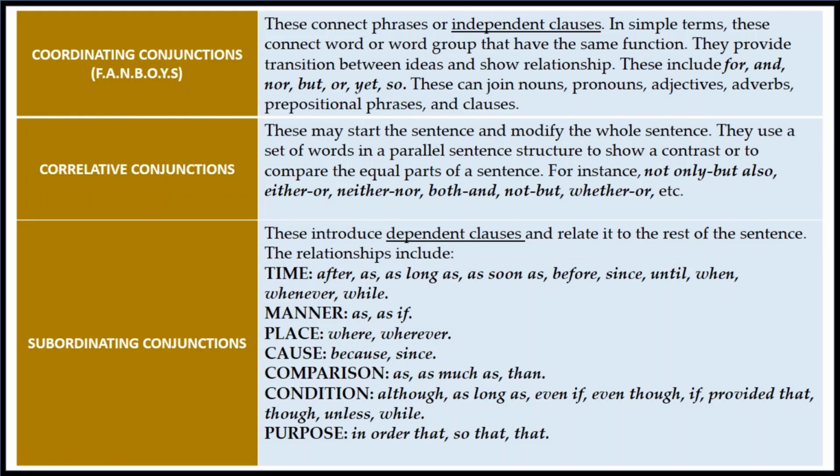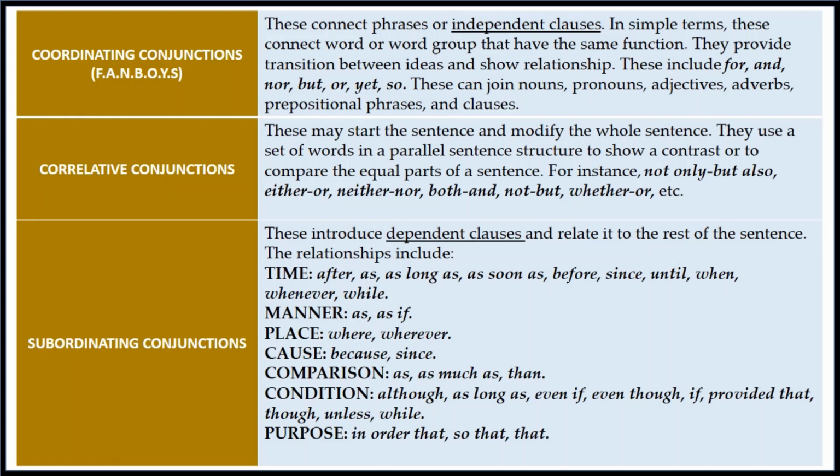Third one is subordinating conjunctions. They basically introduce dependent clauses, and thus they show the relation of that clause with the rest of the sentence. So what relationship do subordinating conjunctions show? They show the relationship of time, manner, place, cause, comparison, condition, and purpose.